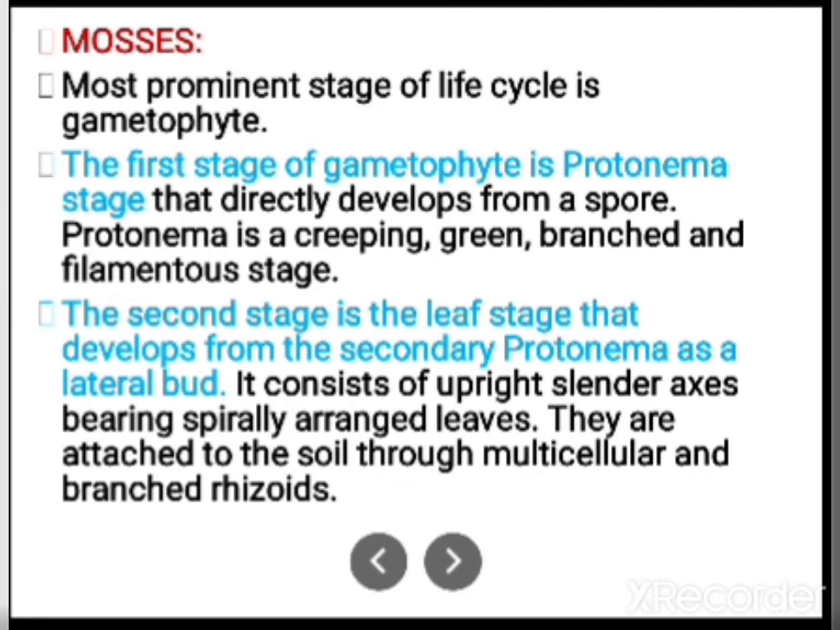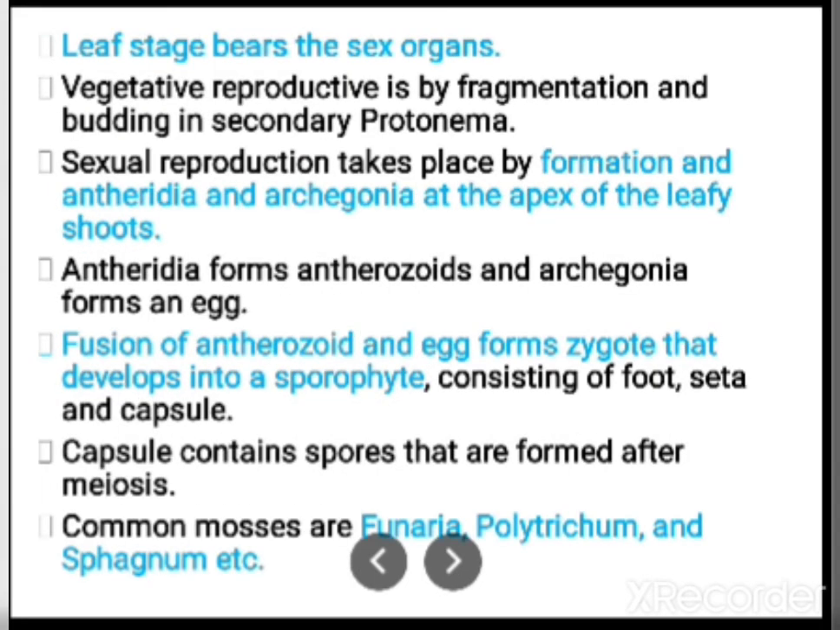In mosses, the most prominent stage of the life cycle is the gametophyte. The first stage of the gametophyte is called the protonema stage. It directly develops from the spore. The protonema is a creeping, green, branched and filamentous stage. The second stage is the leafy stage that develops from the secondary protonema as a lateral bud. It consists of a slender axis and bears spirally arranged leaves. These are all attached to soil by means of multicellular and branched rhizoids. Rhizoids are root-like structures. The leafy stage bears the sex organs.